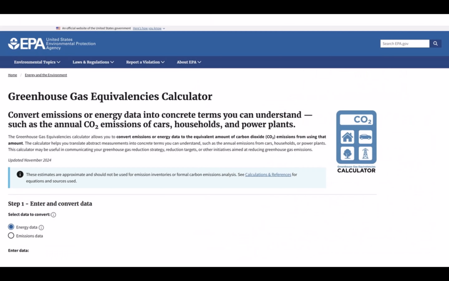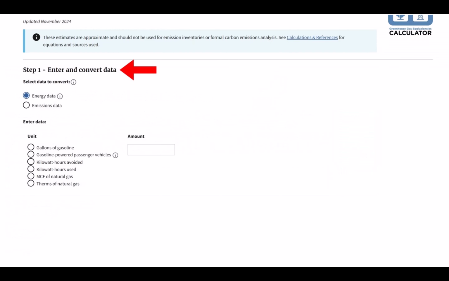You'll go to the Environmental Protection Agency Greenhouse Gas Equivalencies Calculator for the information you need. Here we'll convert the energy data into concrete terms we can better understand. Scroll to Step 1. Enter and convert data. Select Energy Data to convert. Under Enter Data, click on Kilowatt Hours Avoided.